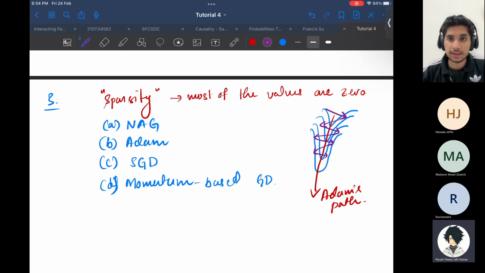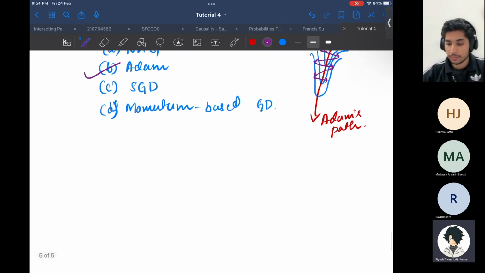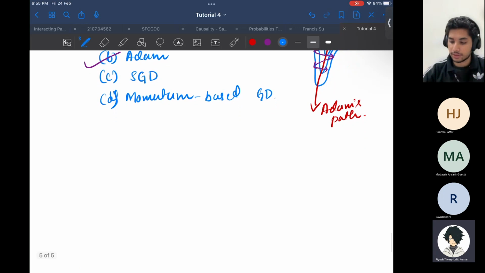Because the explanation is a bit mathematical, if you don't remember, rewatch the lecture. If you have some doubt there, maybe you can ask. So Adam will be the correct answer. Whenever you have sparse data, the go-to algorithm is the Adam optimizer. Just remember this as a fact, perhaps. If not, you can also remember the mathematical explanation for it.